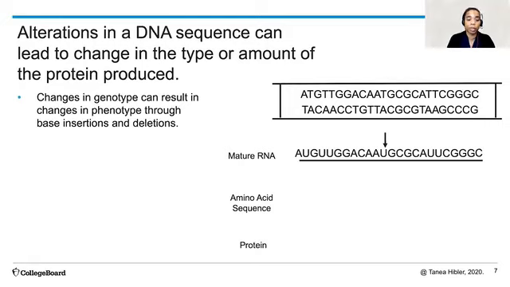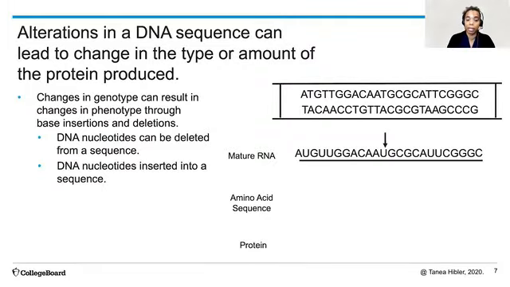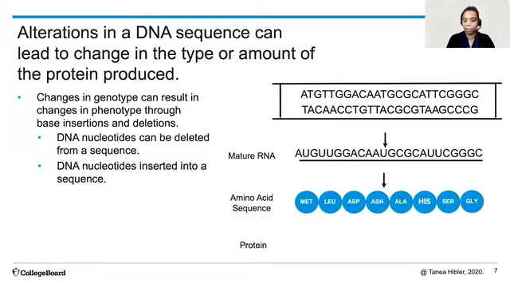Changes in genotype can result in changes in phenotype through base insertions and deletions. DNA nucleotides can be deleted from a sequence. DNA nucleotides can be inserted into a sequence. So here we have our DNA and our mature RNA. We make our sequence of amino acids, which produces a protein. Let's say between the A and the G, we insert a base that wasn't there before. So now we have inserted this T base.